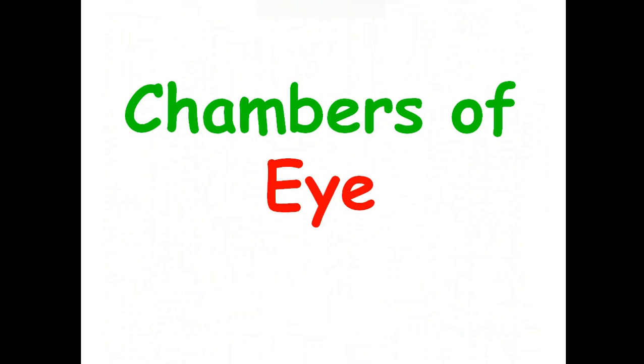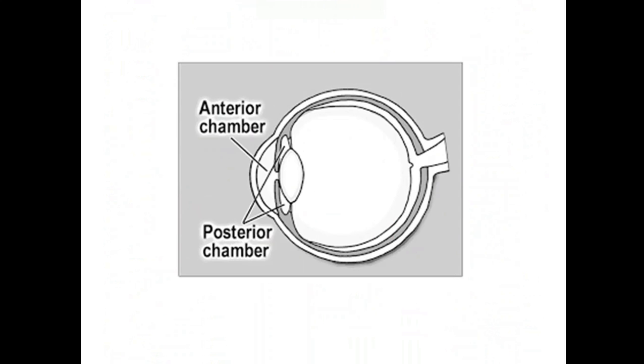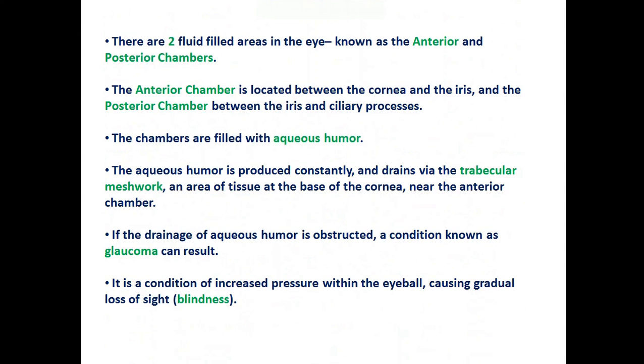Let's study the chambers of the eye. So our eyes have two chambers, the anterior chamber and the posterior chamber. Want to know their exact location? Let's dig in deeper. There are two fluid-filled areas in the eye, known as the anterior and posterior chambers.